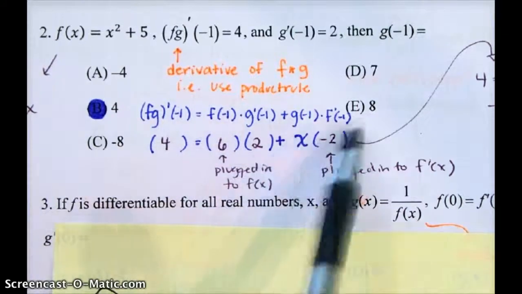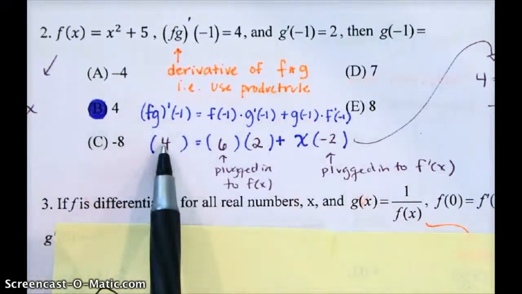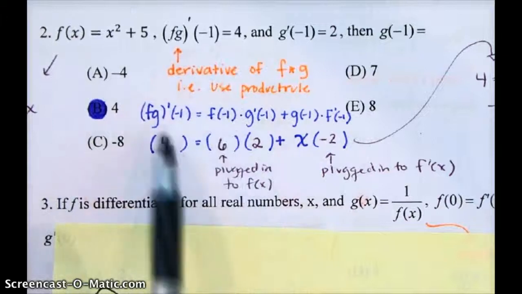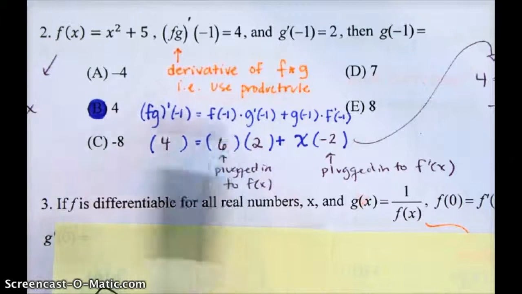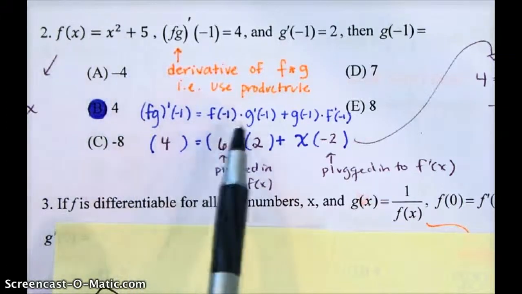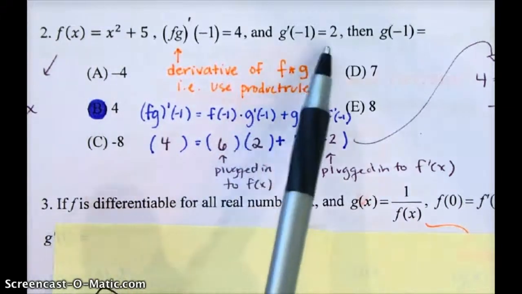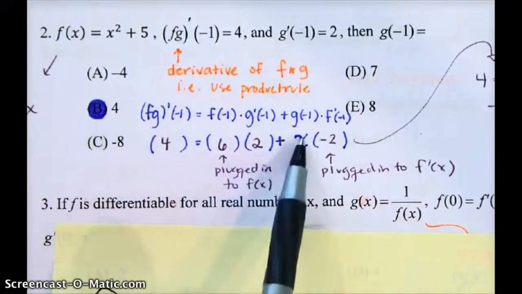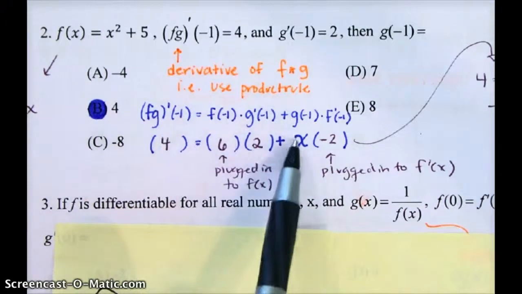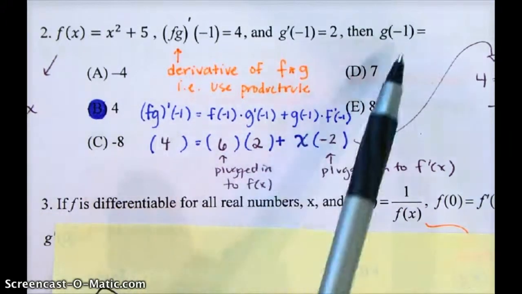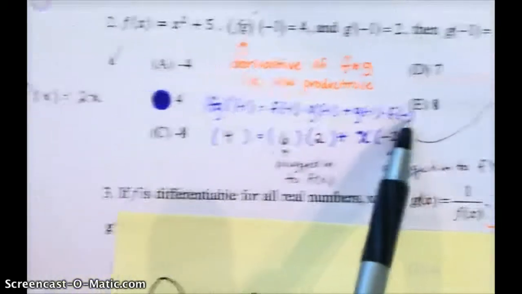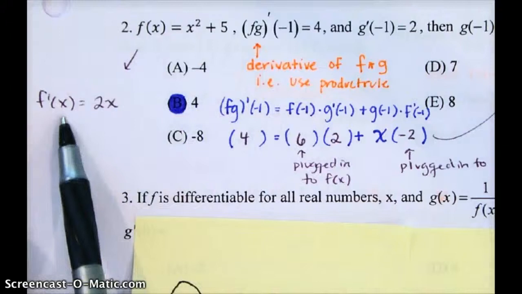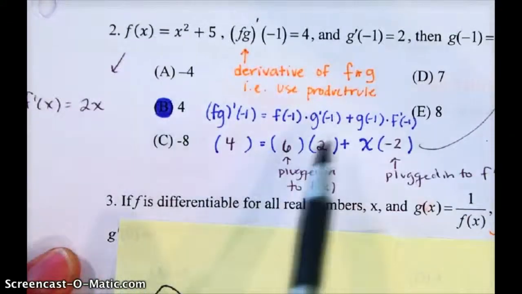And then what I recognize in this expression is that I know what this is, because they tell me that 4 is the derivative at -1. I know what f of -1 is because I just plugged in -1 to the f function. I know what g prime of -1 is because they tell me it. And what I'm looking for is g of -1. Now, this x is really not the same x as up here. This x is just telling me that that's what I'm looking for because the question's asking for that number. And I know what f prime of -1 is because I can take the derivative of f, and then I can plug in -1 there, and that's how I got the -2.